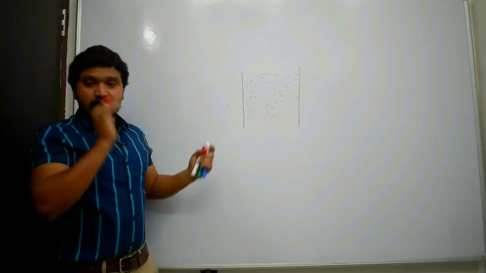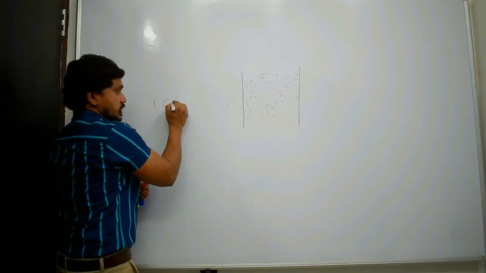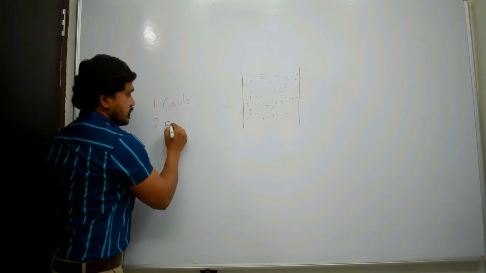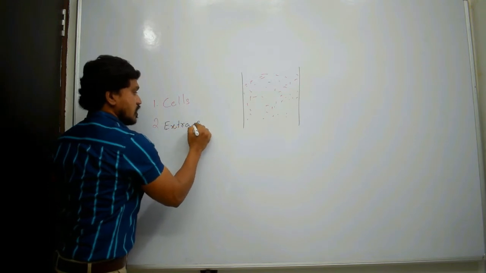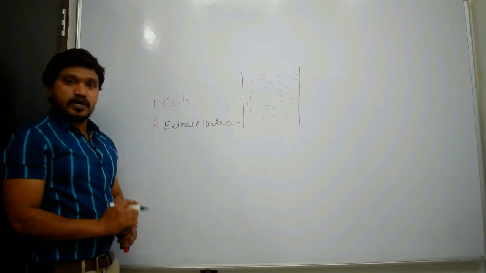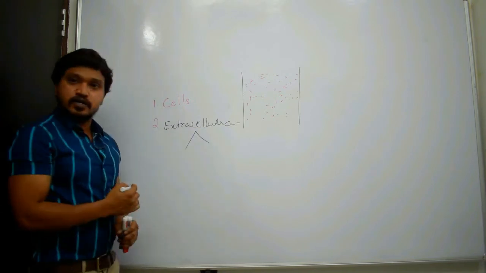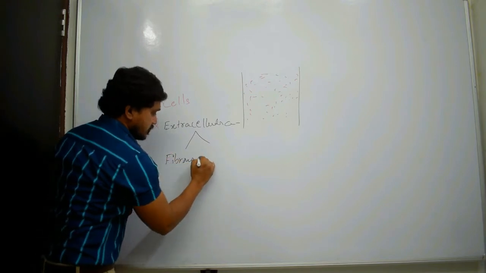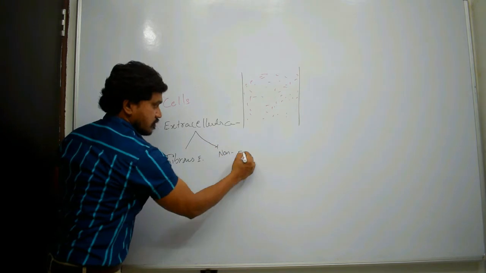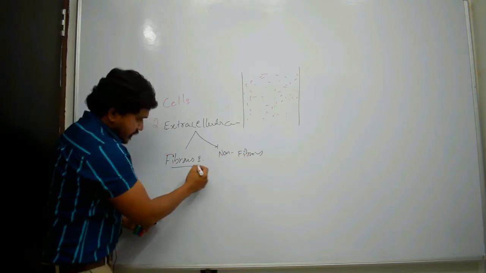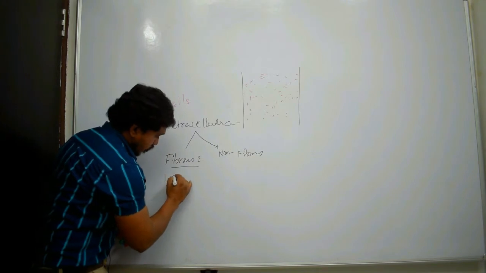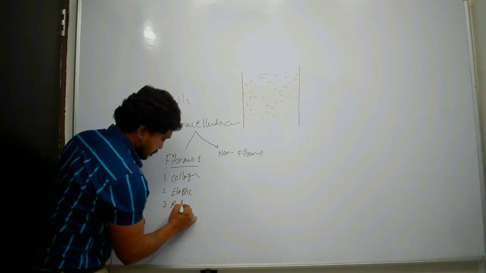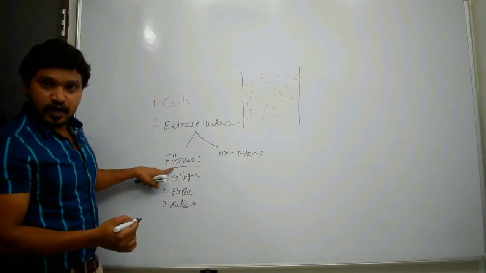Connective tissue contains two main components. Those are the cellular component, that means cells, and the extracellular component. This extracellular component is further divided into two types. One is the fibrous element and the other is the non-fibrous element. Fibrous element is nothing but it contains fibers. What are the fibers? Collagen fibers, elastic fibers and reticular fibers. These fibers are included in the fibrous elements.